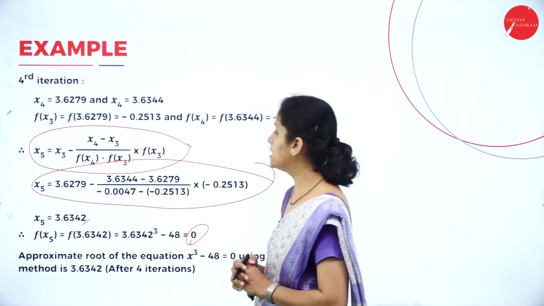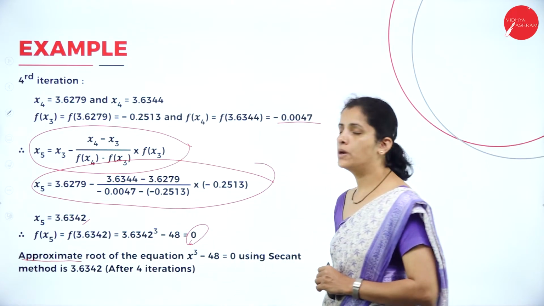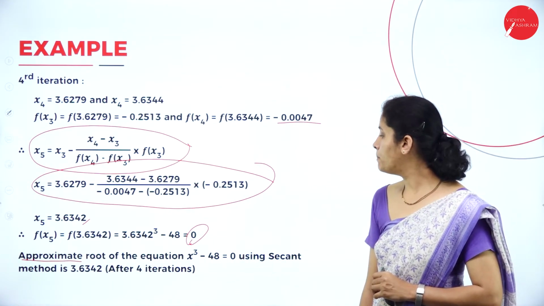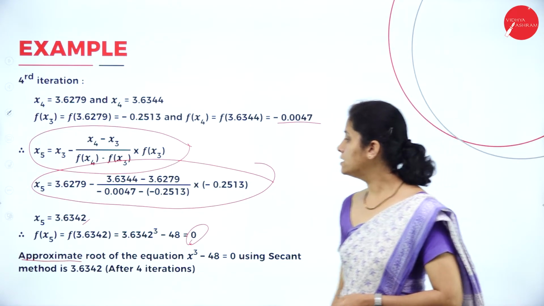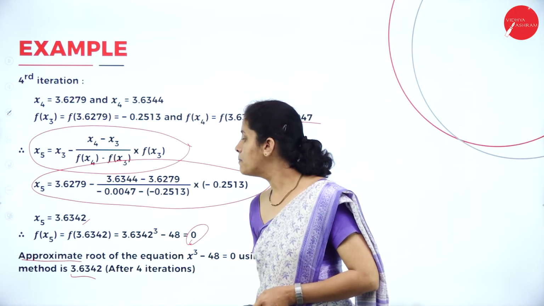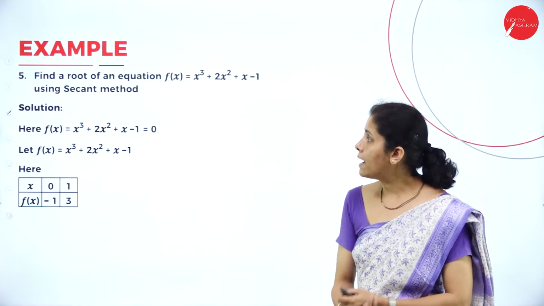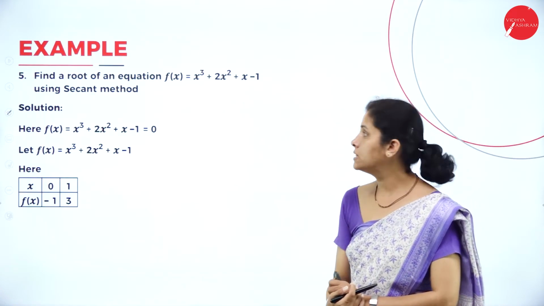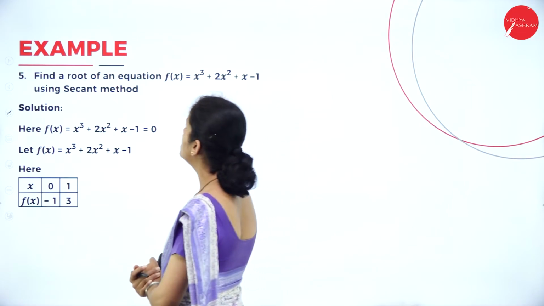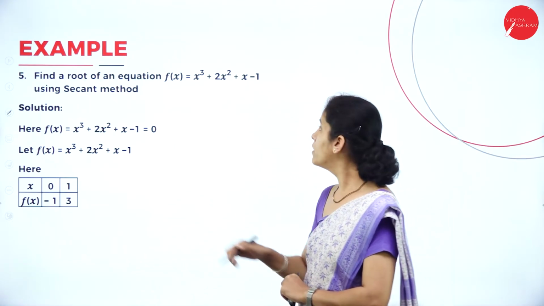Now I'm going to write the conclusion: the approximate root of the equation x cube minus 48 equal to 0 is 3.6342.